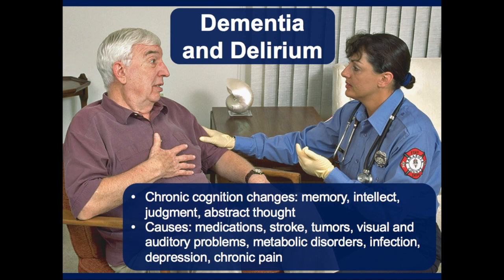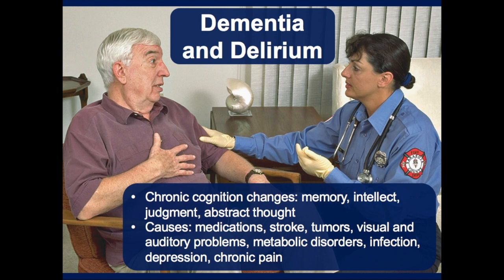And I do want to highlight that dementia and delirium are two very different conditions. Remember that there's a lot of different types of dementia, but dementia as a whole is a group of conditions where you have chronic changes in cognition, and that can be difficulties with short-term memory, decline in general intellectual abilities, decline in judgment, math ability, abstract thought, and then delirium is a transient, temporary, usually reversible cause of mental dysfunction.